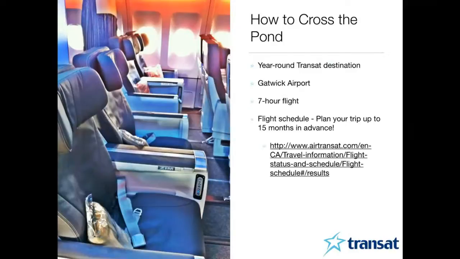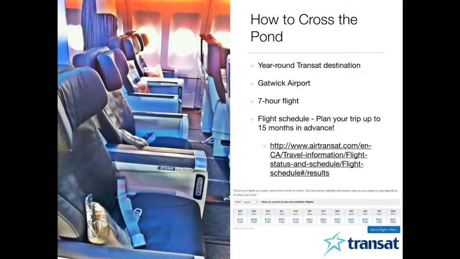And when planning your trip with us, you can refer to your flight schedule, which allows you to check what time our flights go out every day for up to 15 months in advance. You're welcome to check this out through the link below. And I've also included our flight fare schedule, which shows the lowest fares we offer to London from this month up until March 2017.